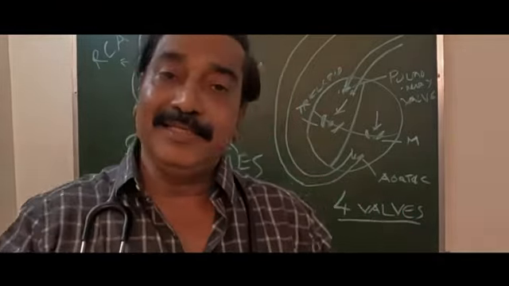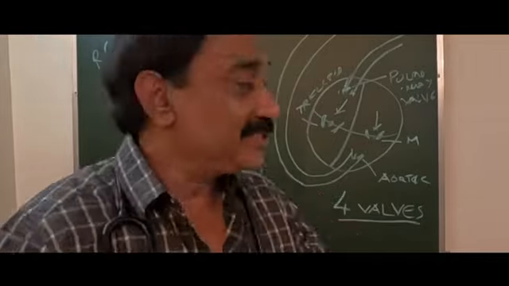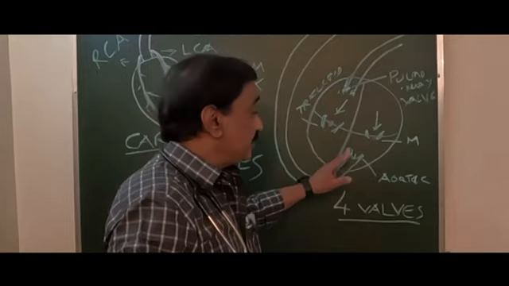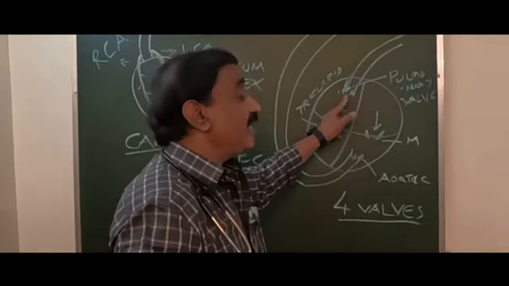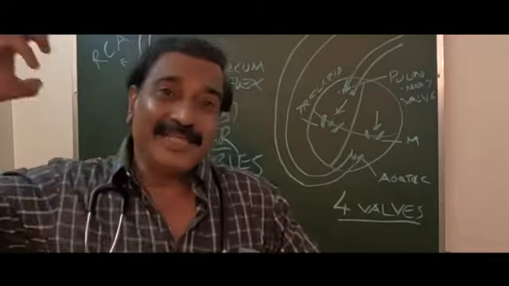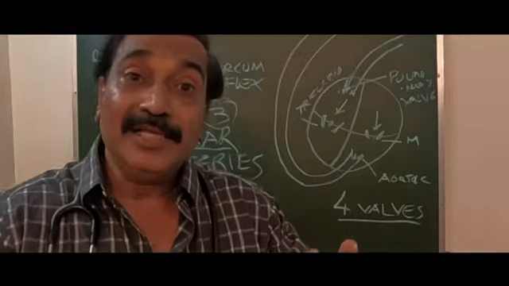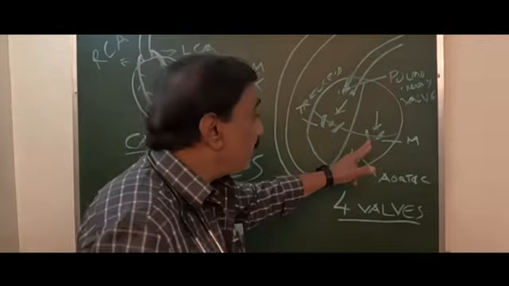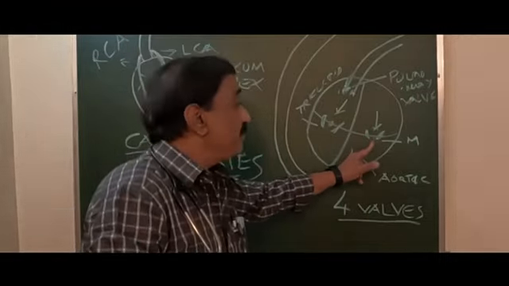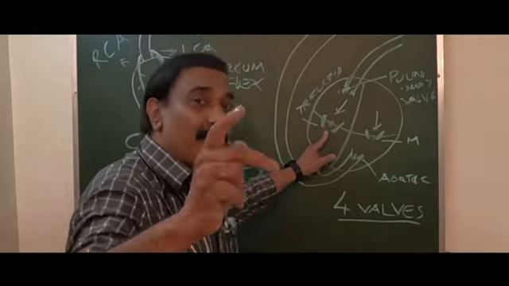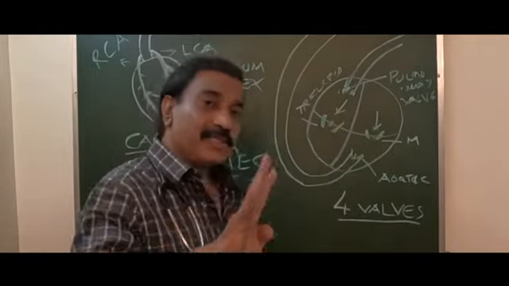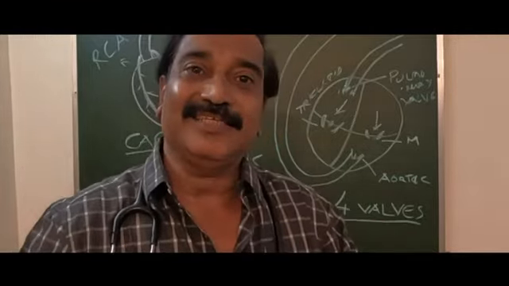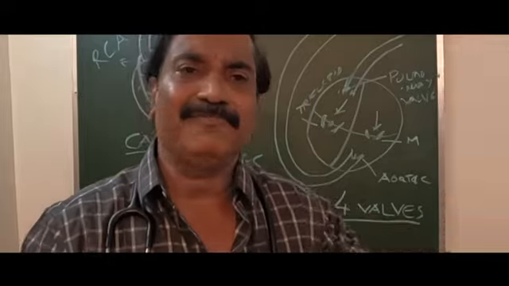In case the valves get damaged, suppose the mitral valve, tricuspid valve, aortic valve, or pulmonary valve gets damaged, there will be leakage of blood backwards, and naturally this leads to heart failure. So we can replace these valves. Any valve, all four valves, can be replaced by artificial valves. This is another surgery that is called mitral valve replacement, tricuspid valve replacement.